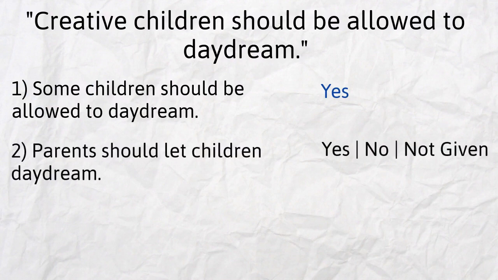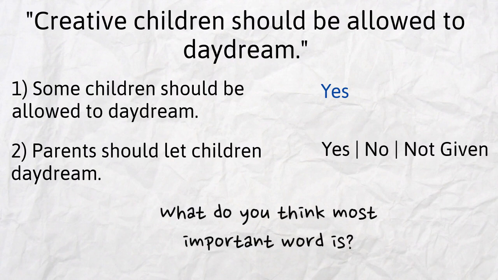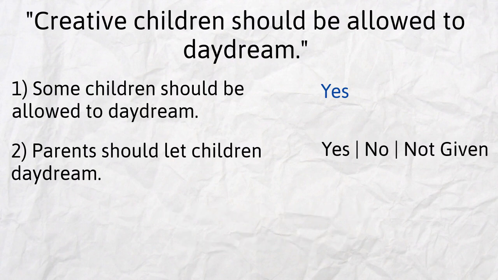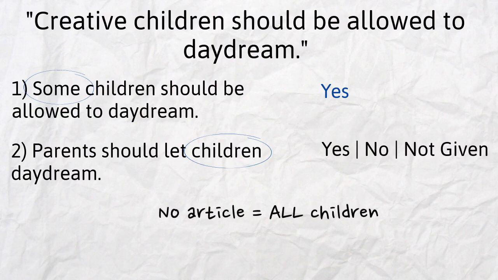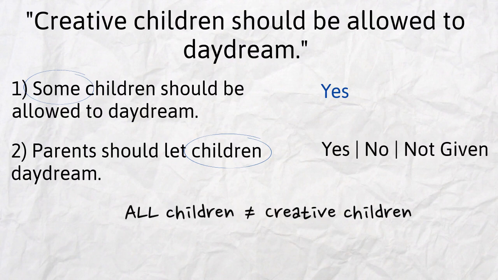Next, let's look at the statement, parents should let their children daydream. What do you think the most important word in this test statement is? This one is a little tricky. In this case, it's children. Unlike the first example, there is no article before the word children. Since there is no article before children, this means that the yes, no, not given statement is about all children. Not all children are creative. Therefore, the answer is no.